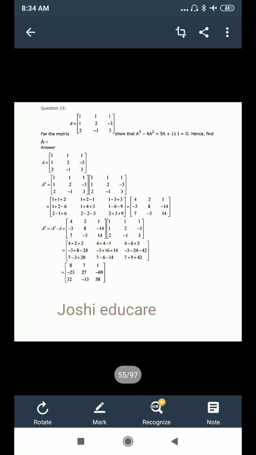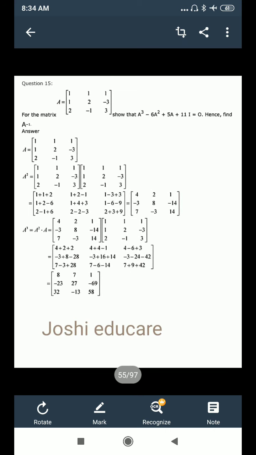It is given, a matrix is given and you have to show that A cube minus 6A square plus 5A plus 11I equal to O. Hence find A inverse. So again it's a simple question. First A is there. So we'll find A square by multiplying A with A. So we got A square. It is equal to this much. Multiplication part I am not explaining. I suppose you know this. Then only you have reached up to these questions.